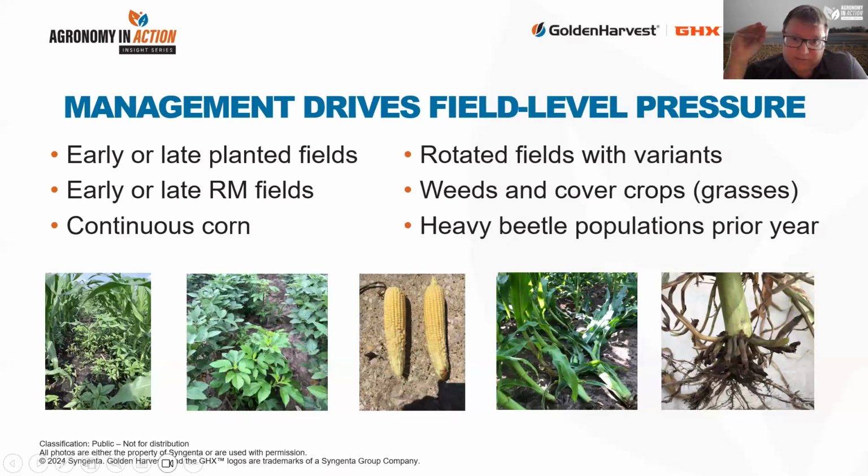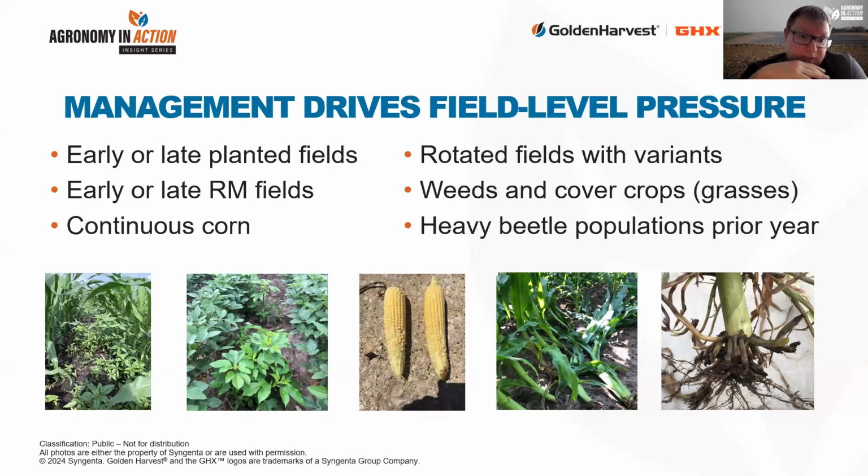Now, that's a great high-level view, but for an individual farmer, agronomist, or anyone who's managing this in a specific area on a specific set of fields, a lot of that can go out the window, and what's happening locally in terms of management or factors in the local environment can ultimately drive what's really happening. Just in brief, some factors that we've really seen drive differences.